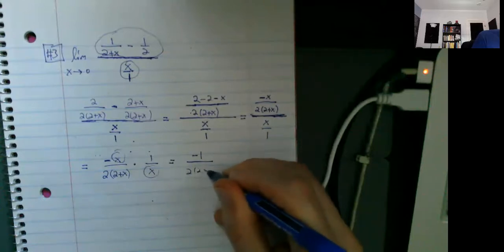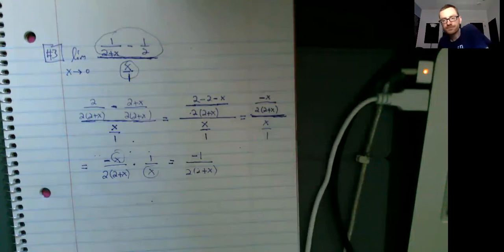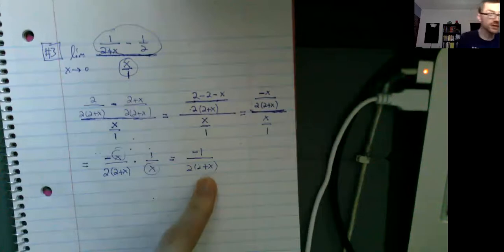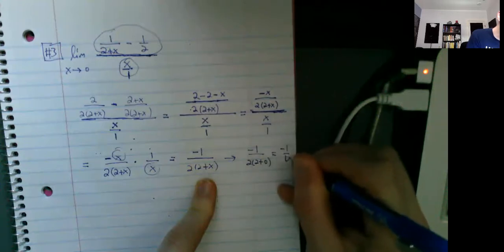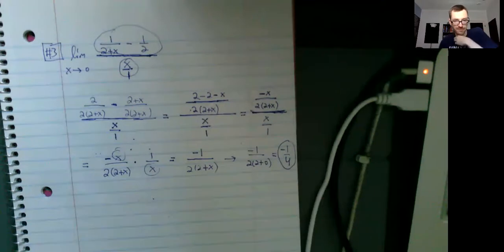So what do we have in the numerator? Well, the minus times the 1 gives you negative 1. And then in the denominator, I've got 2 times (2 plus x). Finally, this is your simplified expression. And now we finally just plug 0 into this expression, and we actually do get something reasonable. We get negative 1 over 2 times (2 plus 0), which is negative 1/4, and that's the value of the limit.